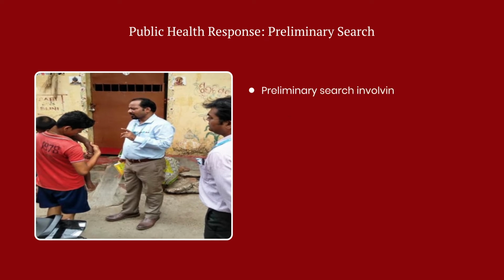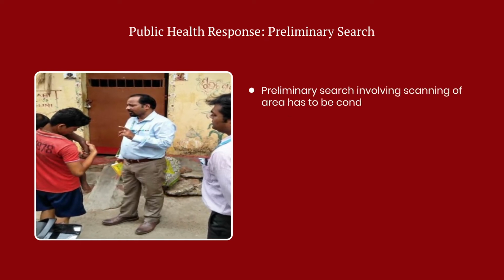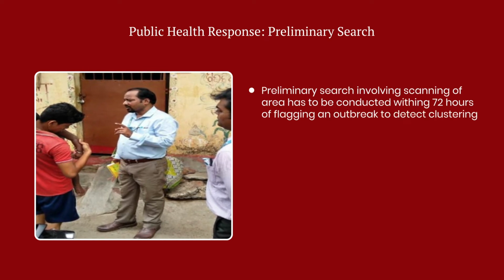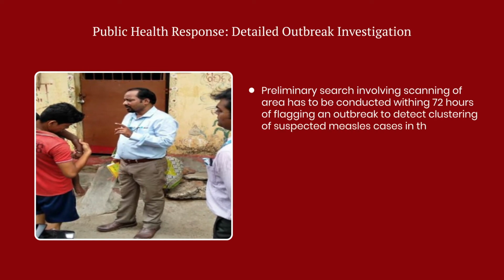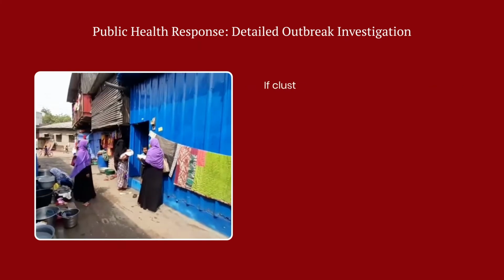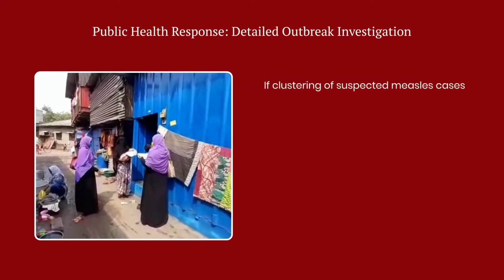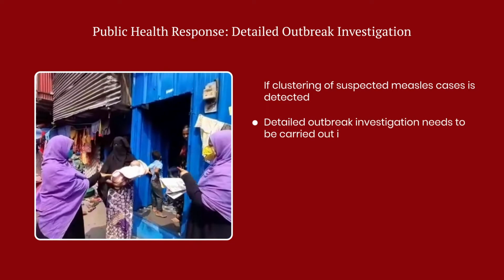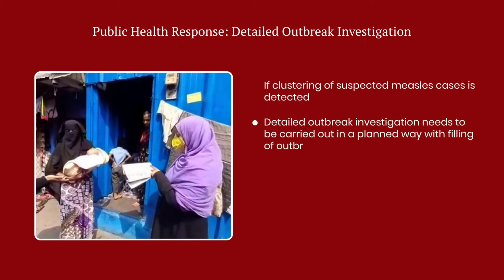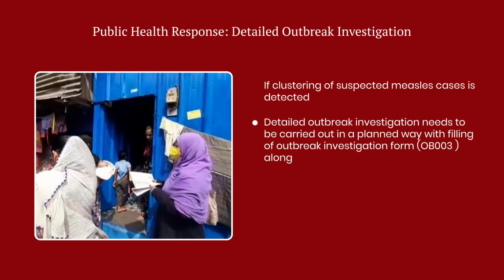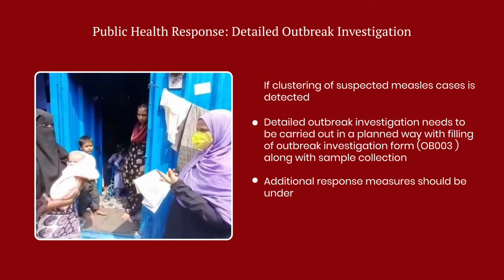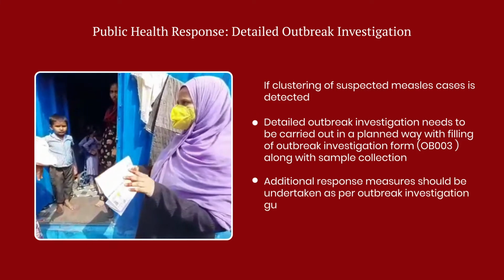Preliminary search involving scanning of area has to be conducted within 72 hours of flagging an outbreak to detect clustering of suspected measles cases in the village or mohalla. If clustering of suspected measles cases is detected, detailed outbreak investigation needs to be carried out in a planned way, with filling of outbreak investigation form along with sample collection. Additional response measures should be undertaken as per outbreak investigation guidelines.